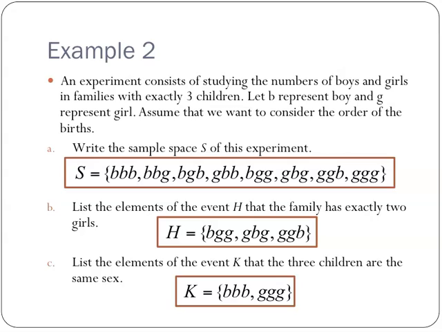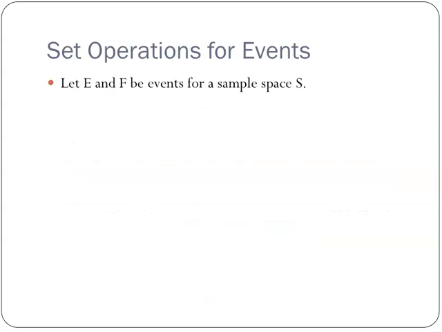Now we've talked about set operations, but we have not talked about set operations in the context of talking about probability. So let's say you have some set E and F be events for a sample space S.